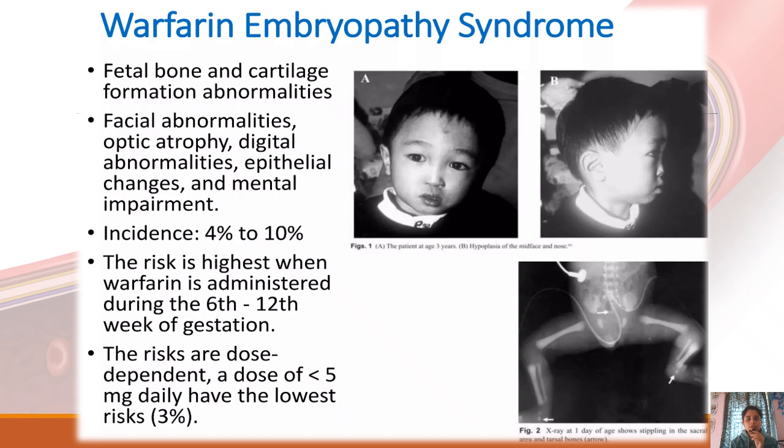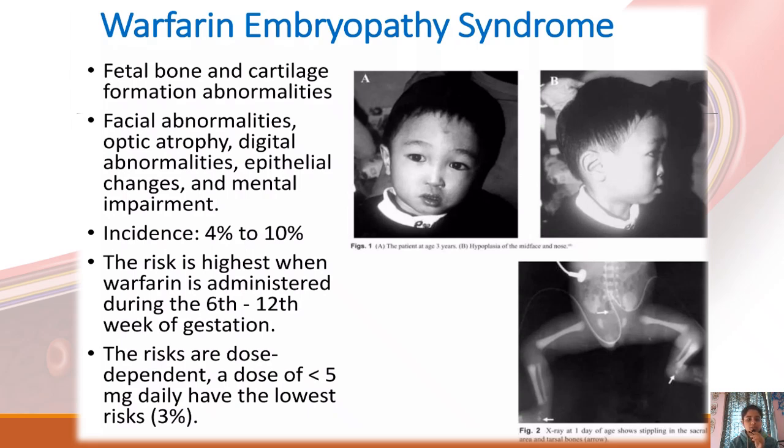You can say warfarin has teratogenic effects. So it causes warfarin embryopathy syndrome. Fetal bone and cartilage formation abnormalities occur in the child. Facial abnormalities will be there. Okay. The risk is highest when warfarin is administered during the 6th to 12th week. In the first trimester, if you are giving it, then it has teratogenic effects. And the risks are dose dependent. A dose of less than 5 mg daily has the lowest risk.